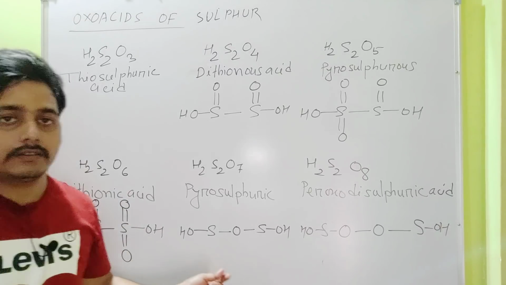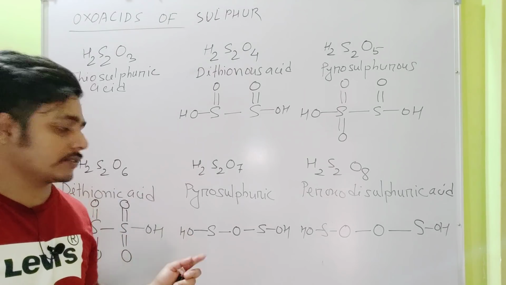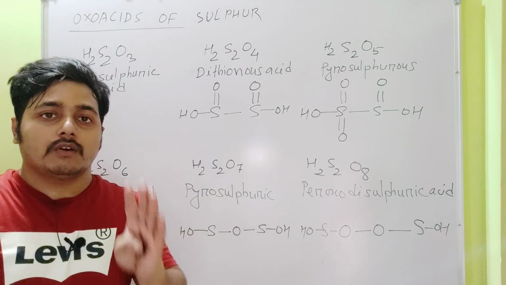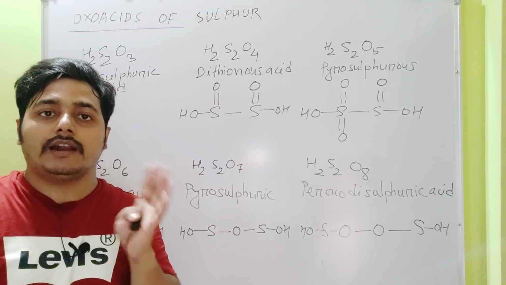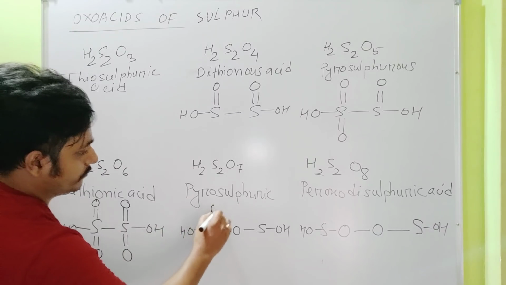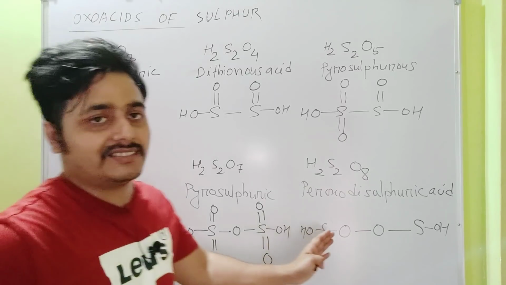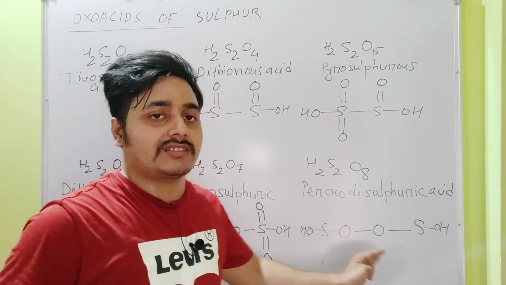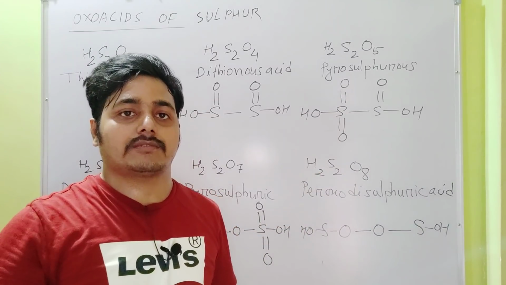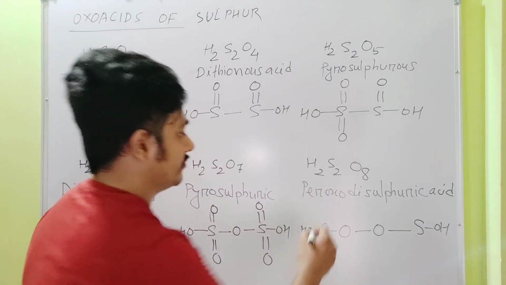Okay. Now in this case, we have placed three oxygen atoms: 1, 2, 3. That means this compound is left with four oxygen atoms, and all are double bonded oxygen atoms. Now distribute them equally. In this case, we have placed four oxygen atoms. That means this compound is left with four more oxygen atoms. Now distribute them equally on the two sulfur atoms.